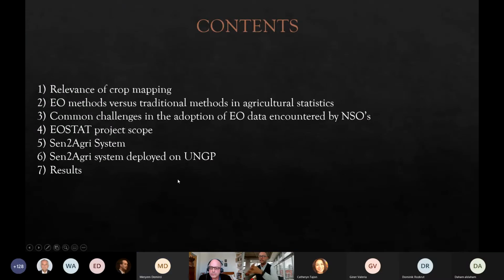Thank you. So my presentation is going to very briefly review what is the relevance of crop mapping, provide a quick comparison between Earth observation methods versus traditional methods in agricultural statistics, highlight which are the common challenges in the adoption of Earth observation in national statistical offices, at least from our experience, and then provide a small description of the Eostat project scope, some description of the Sen2Agri system, then the deployment of the Sen2Agri system on the UN Global Platform, and basically what is the role of the UN Global Platform as a catalyst, and finally provide some display of some results.